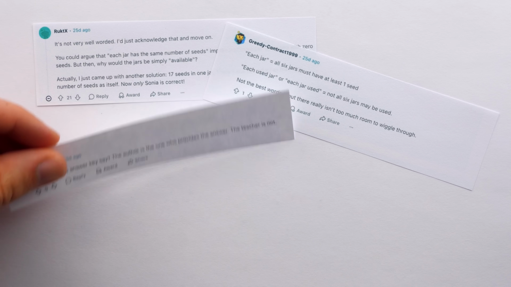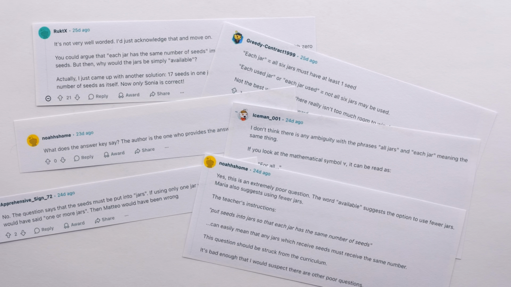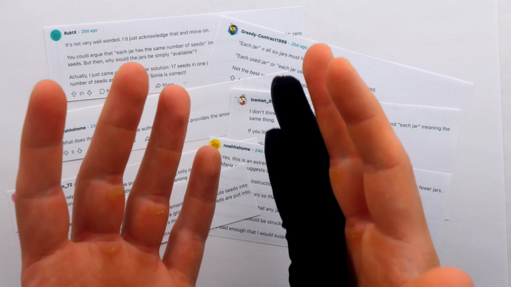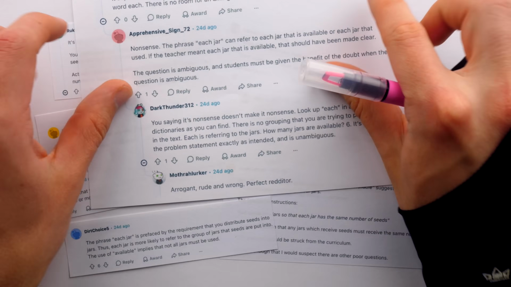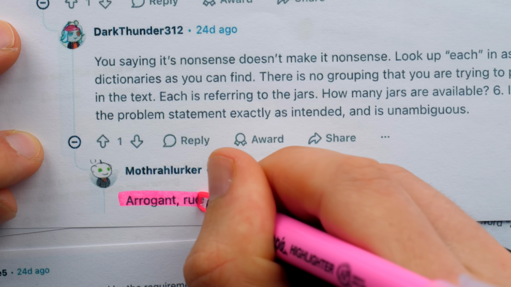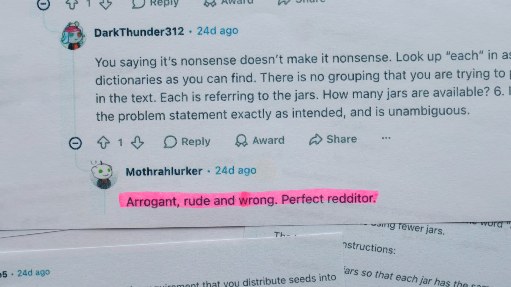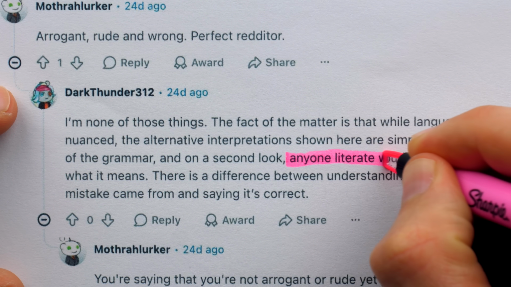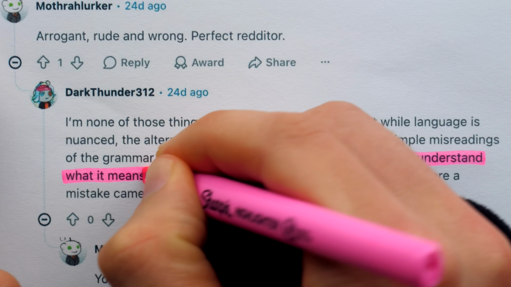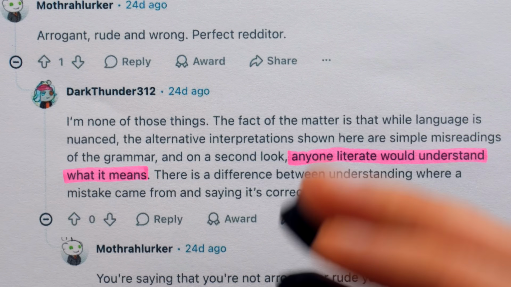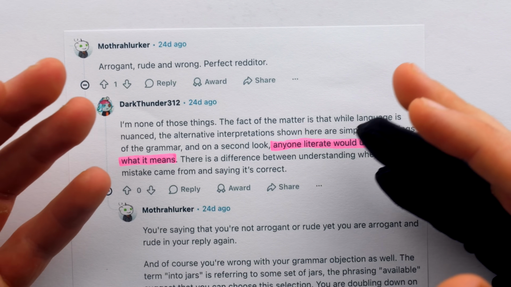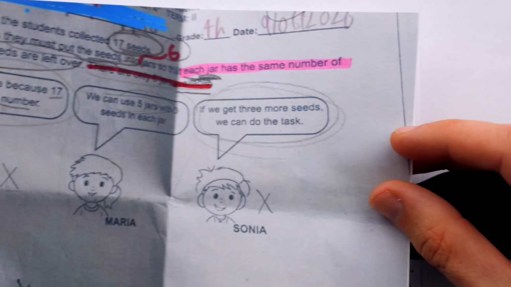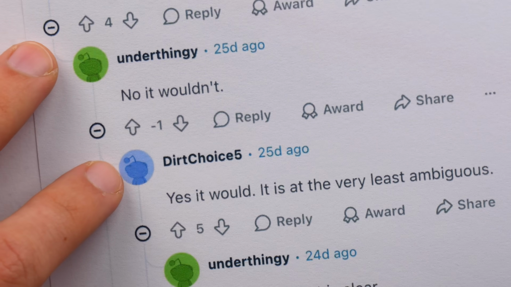And if everybody's confused, then guess what? That means they needed to specify if all jars must be used or not. That's the whole point of communicating, for people to understand what you mean. This disagreement goes on. Arrogant, rude, and wrong. Perfect Redditor. Dark Thunder 312 replies, anyone literate would understand what it means. And I agree. The issue is that understanding isn't going to be the same for everyone, which is a failure of the problem statement.